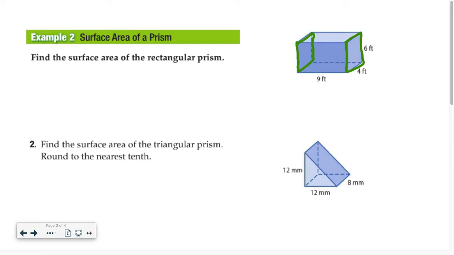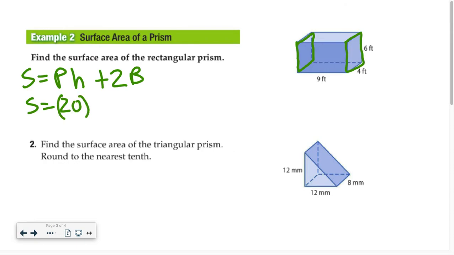So to find surface area, we need the perimeter of the base times the height of the prism, that's lateral area, plus 2 times B, which is the area of the base. So, surface area. Perimeter of the base, again, the base is these green rectangles, so we'd have 4 plus 6 is 10, plus 4, 14, plus 6 is 20. Perimeter of the base is 20 feet. Height of the prism would be 9.